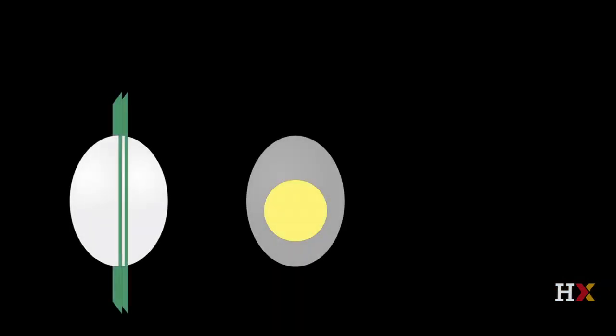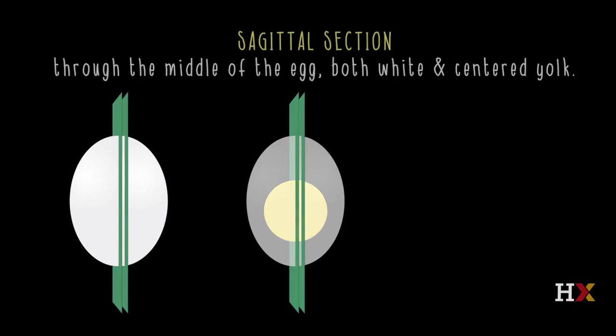So first, let's imagine that there were two cuts, the two green lines on the left, sagittal sections through the egg, and they're right in the center of the egg.